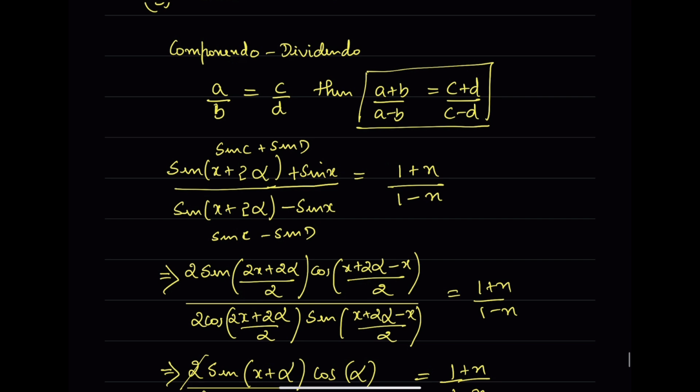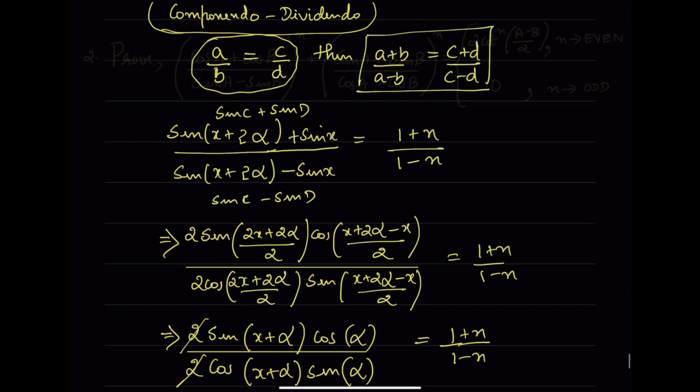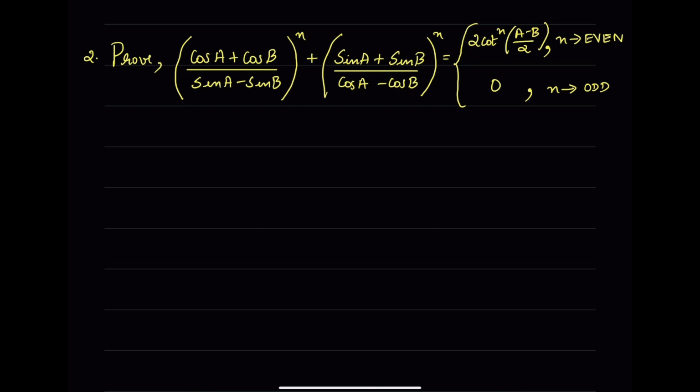So this is one of the unique questions we solved using the Componendo Dividendo rule. You can apply this in more and more problems where we find a ratio like a by b is equal to c by d. Then a plus b by a minus b will be equal to c plus d by c minus d. So let's try the second one now. Now the second question is interesting.